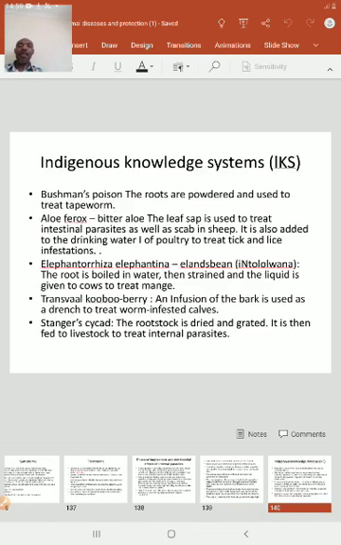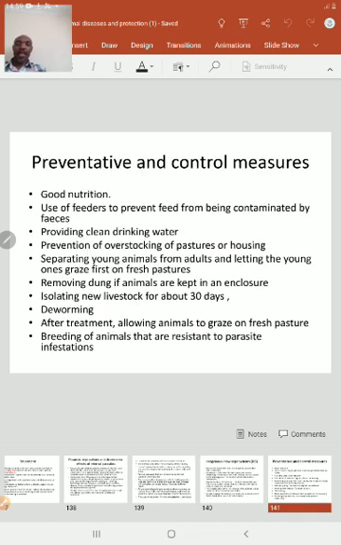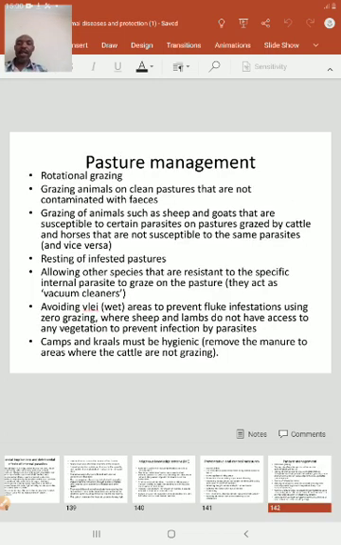You see, and these are some of the indigenous knowledge ways of killing them. The bushman poison, you use the roots, you powder the roots to treat tapeworm, and read through all those forms of indigenous remedies. Preventative and control measures: good nutrition, use clean feeders, provide clean water, deworming, of course, and rotational grazing.